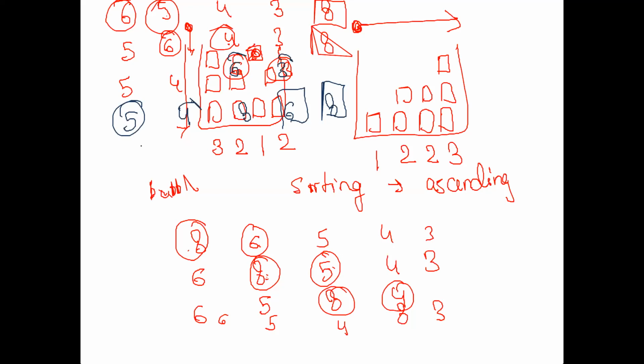So 5 and 4 you will compare. Now it will become 4, 5. When 4, 5 is done, then 5 and 3 will be compared. 5 and 3 you are comparing. It will be 4, 3. 5 also came to the sorted place.